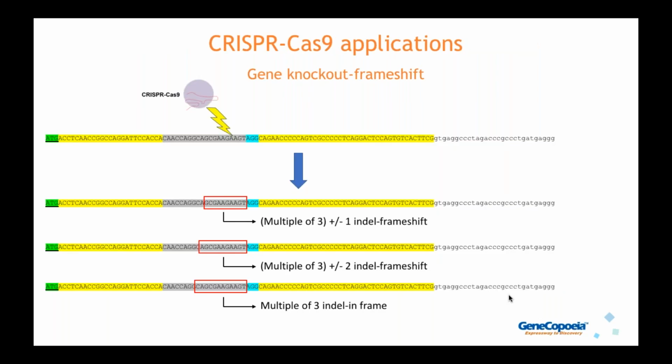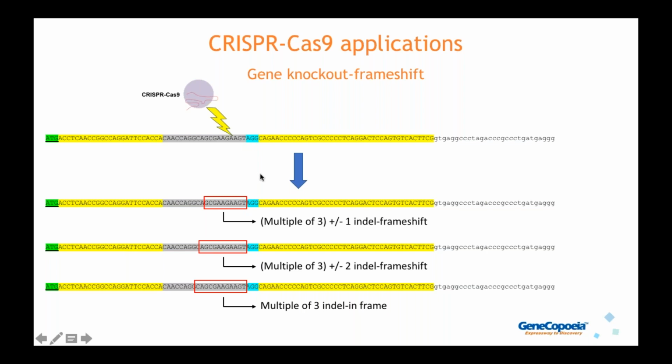Okay, so now let's talk about some of the applications for CRISPR, some of the most widely used applications. One of the most widely used applications is gene knockouts, and one way to do this is by getting frame shifts using the NHEJ pathway I mentioned before. So what happens is if you have CRISPR that finds its target site in the genome, as shown here, it will make a double-strand break 3 nucleotides upstream of the PAM site.